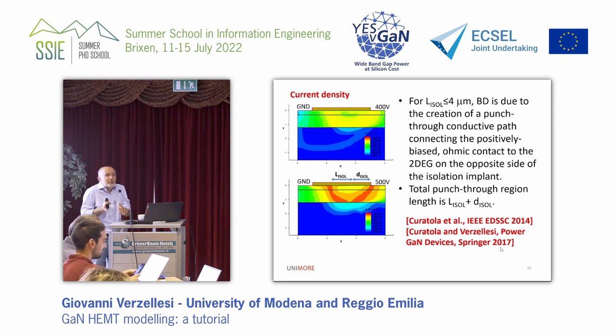Carbon doping is stopped at some distance from the channel, at the ECSEL interface. Basically, you design a trade-off between the breakdown voltage and the dynamic Ron degradation you can tolerate. But at some point, the punch-through current is high enough to exceed your desired maximum current at what you call breakdown. So the physical mechanism is just punch-through.